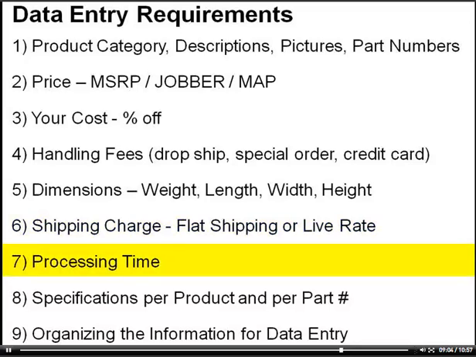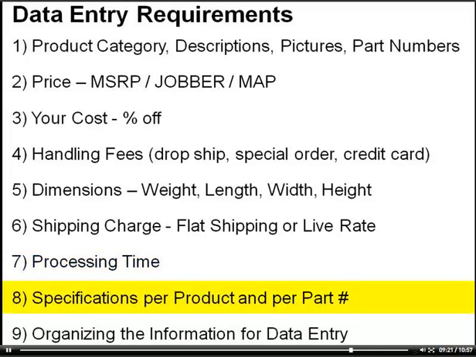The seventh thing that you need is the processing time. How long is it going to take to process and ship out this product? This information will help your customers know exactly when they should expect to receive the product, and you want to make sure you enter the accurate information for that.